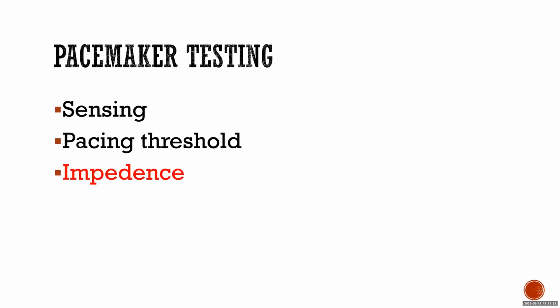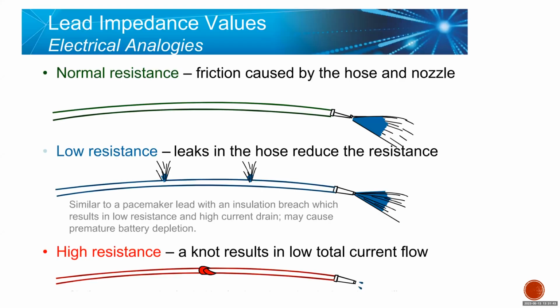Okay, impedance is the least important when it comes to pacing parameters, but it's something that's nice to know. So impedance essentially means resistance. Electricity runs in the lead in a similar way to how water runs in a pipe or a hose. So when you have high resistance or high impedance, it means there's something blocking the flow. This could be a fracture, for example, in the case of a lead.